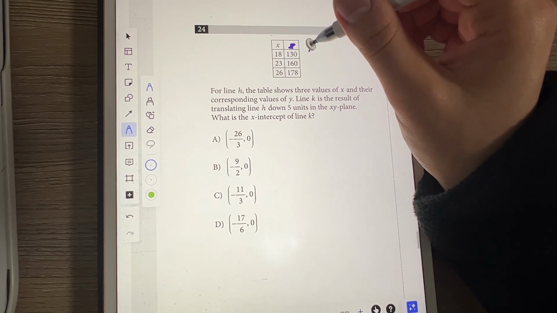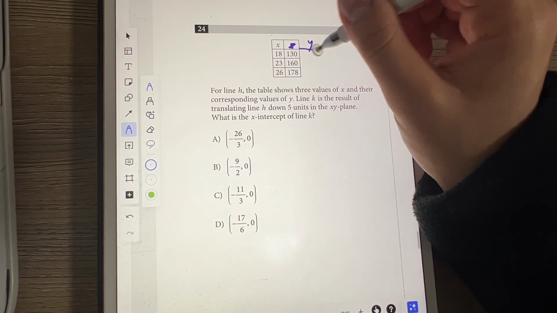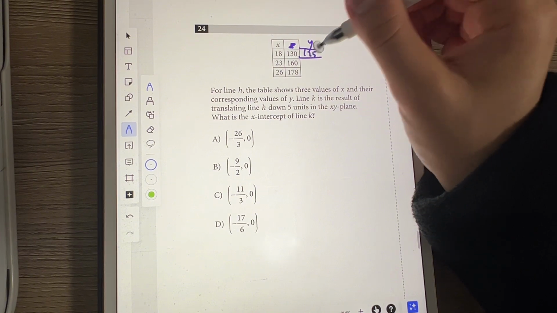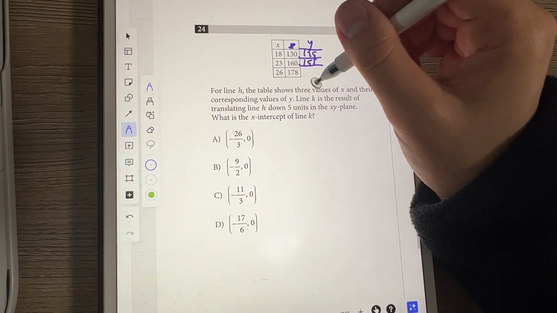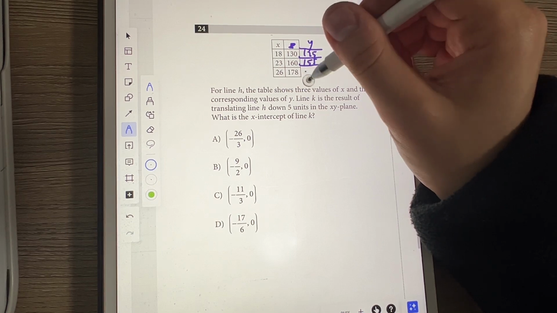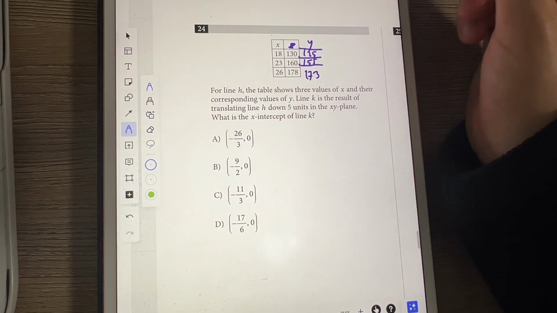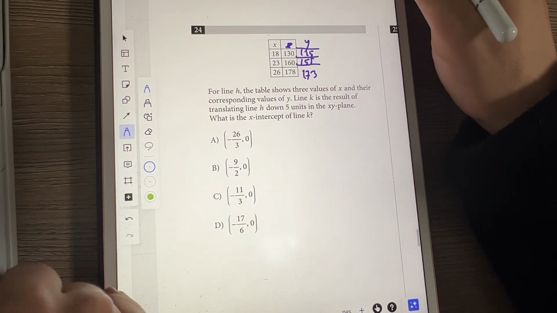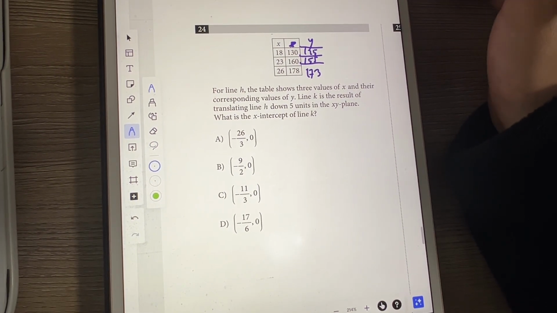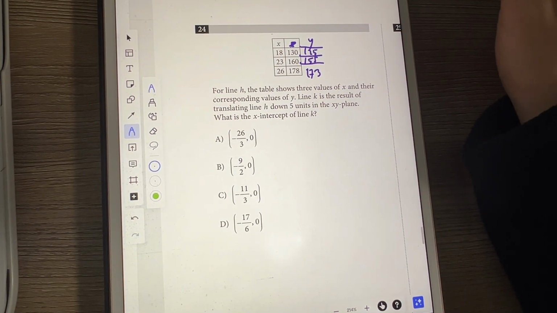So I know that I'm translating each unit down 5. So this is going to be 125. This is going to be 155. And this is going to be 173. The hardest part is just subtracting by 5. Now we're looking for the x-intercept of the line. In order to get this, we're going to need to find the equation of the line. How do I do that?